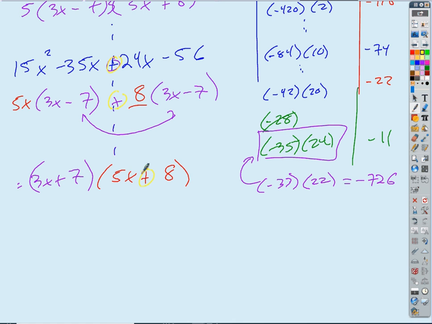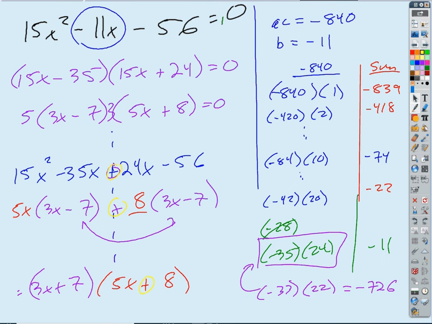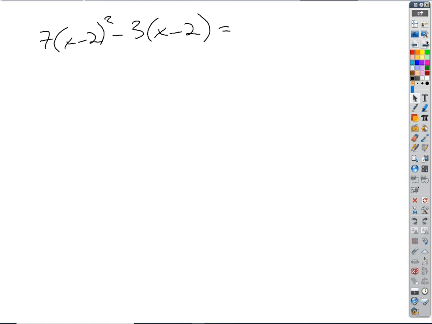The nice thing about it is it's algebraically correct the whole way through. When you do factor by grouping, you're actually writing a couple things down that aren't algebraically correct. You're just kind of, you know, it works. Anyway, probably enough factoring practice.